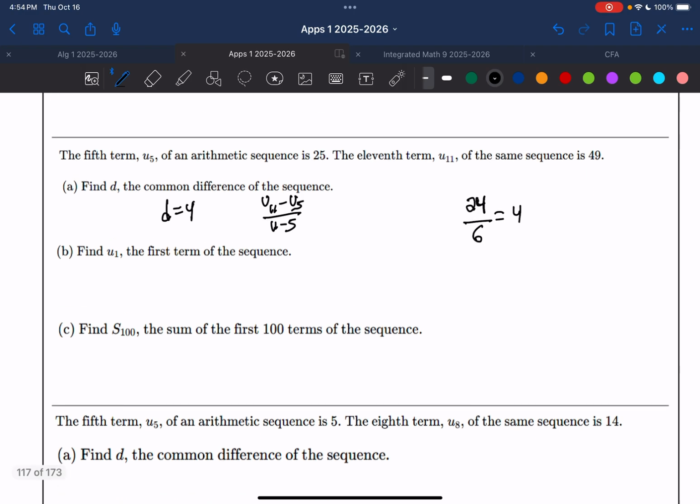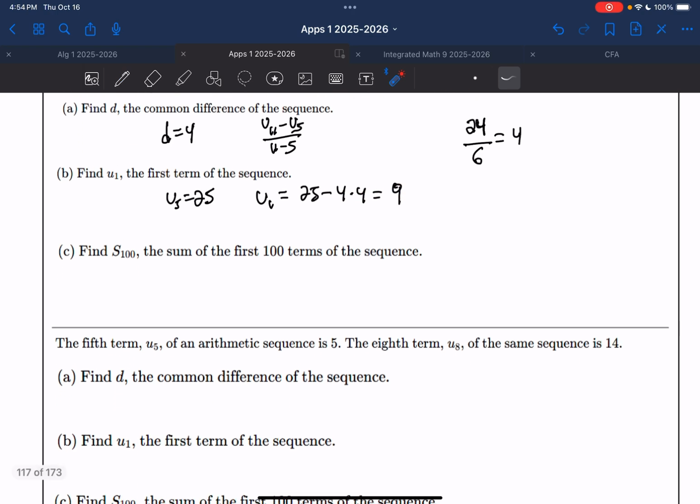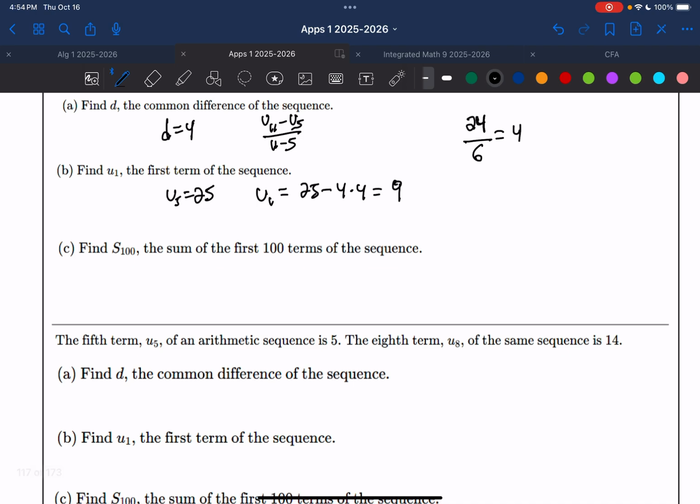And then find U1, the first term in the sequence. Well, if 25 is the fifth term, then U1 would be 25 minus 4 times our common difference 4, meaning that it would be 9. The reason why is because if you're starting at 5 and you want to go back to 1, well, you have to count back 4 times. So you have 4 jumps going backwards, each jump of 4, meaning you jump back 16 total. Your U1 is 9.